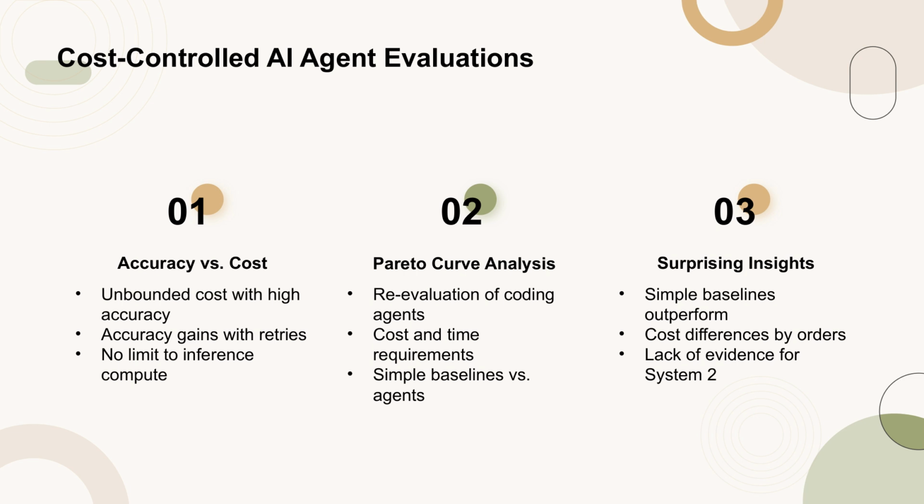Our findings reveal that simple baselines often outperform complex agent architectures in terms of both accuracy and cost. This suggests that the community's focus on complex System 2 approaches may not be justified by the evidence, and that cost-controlled evaluations are essential for meaningful progress in AI agent design.